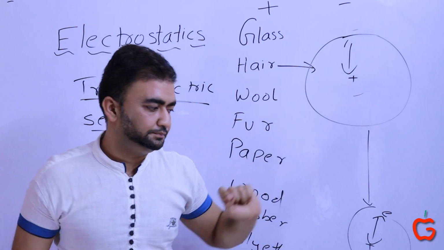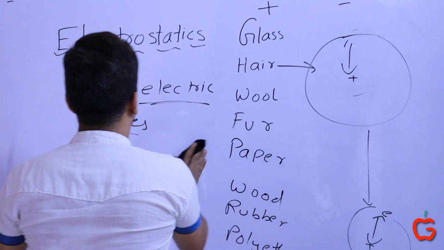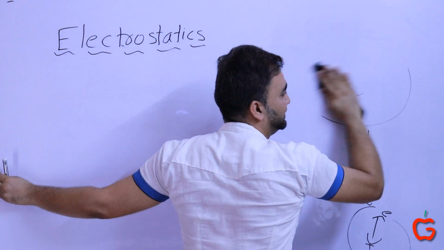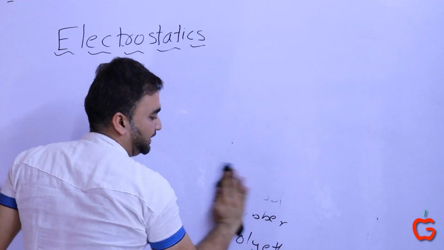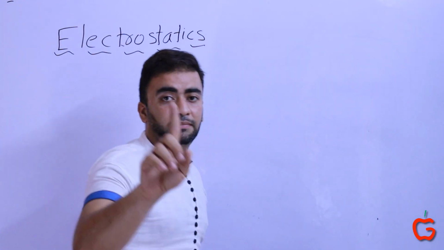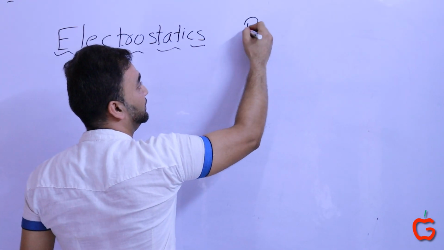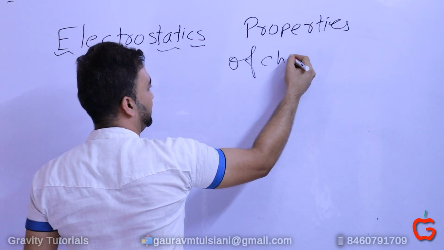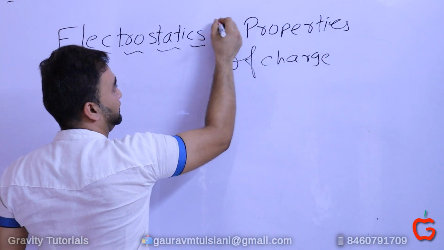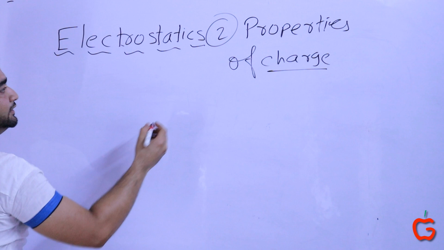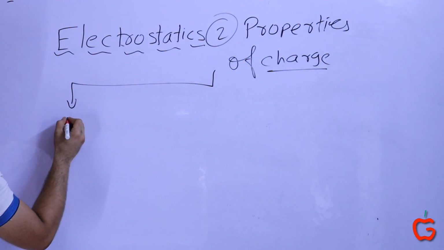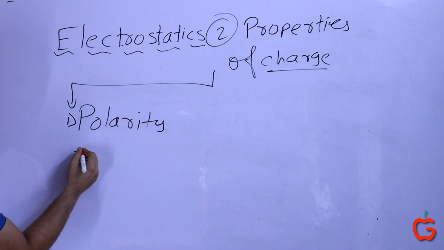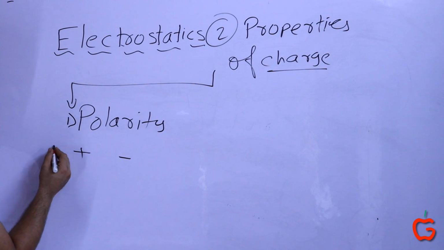Properties of charge. One of the properties of charge we had already studied, that there are two types of charge, unlike mass, which is only positive. So now we are studying properties of charge, topic number 2. So first property of charge, we call it polarity. Polarity means there are two types of charge, positive and negative.